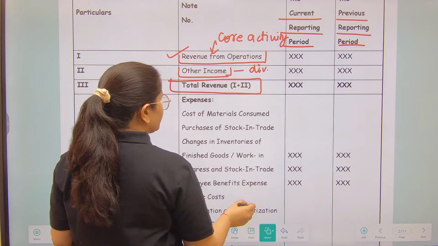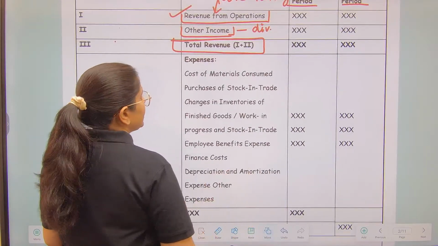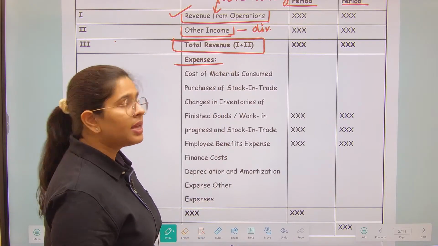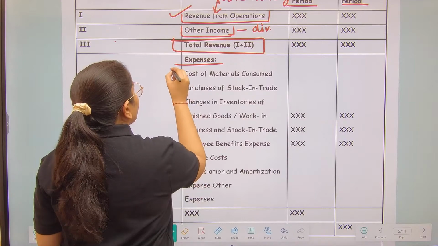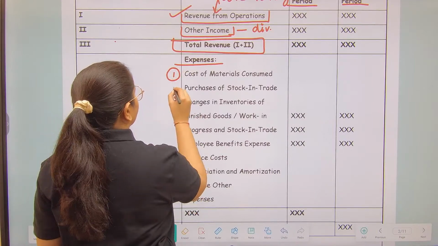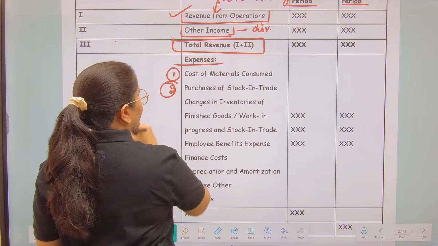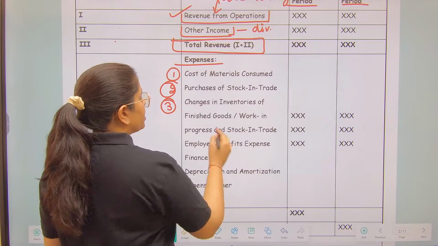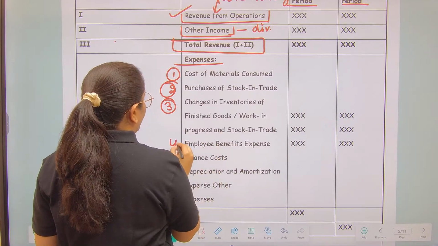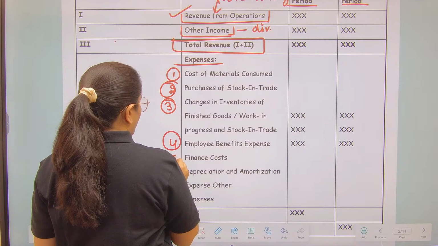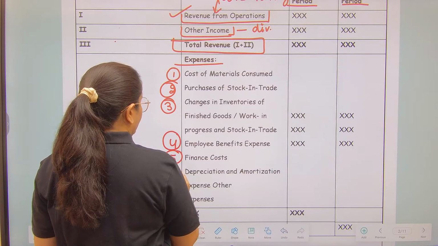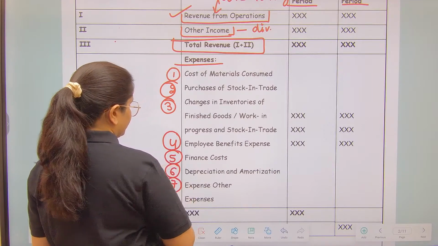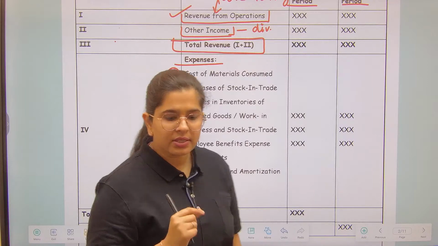Next item is your expenses. What are my expenses? These are the heads of expenses that I am going to discuss. Cost of material consumed, number 1. Purchase of stock in trade, changes in the inventory of finished goods and WIP, employee benefit expenses, finance cost, depreciation and amortization, as well as other expenses.